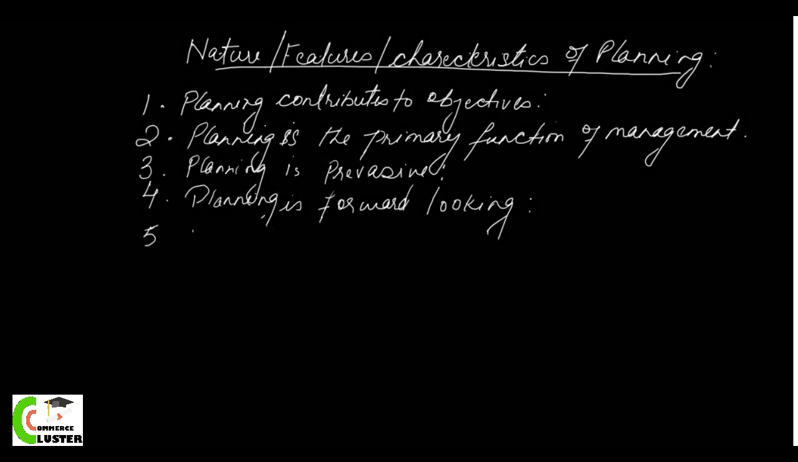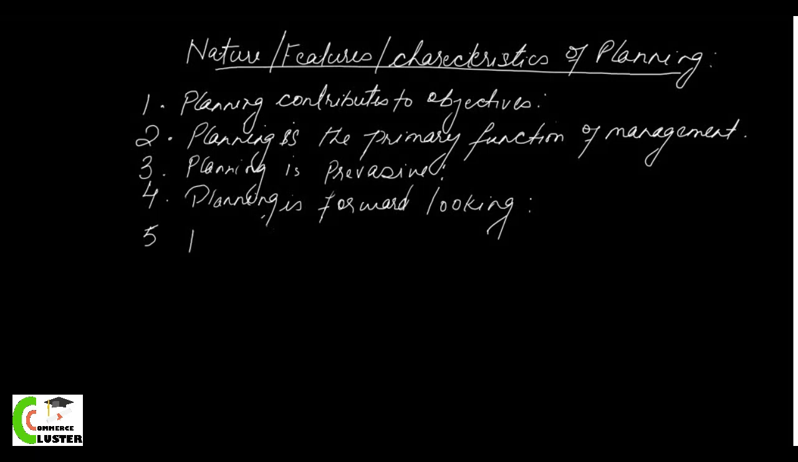Let us come to the fifth feature of planning, which is that planning is continuous. Planning is a continuous process, or we can say planning is a never ending process. We all know that the managers of the organization do planning in order to achieve desired objectives, or for a specified duration of time. But planning doesn't end when that particular desired objective has been achieved or when that duration of time has expired.